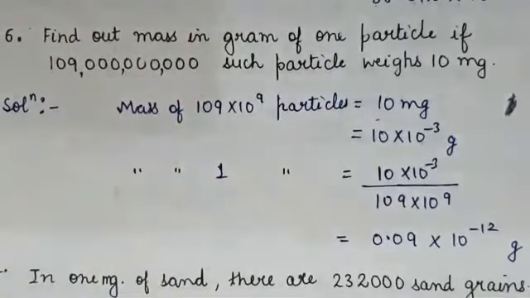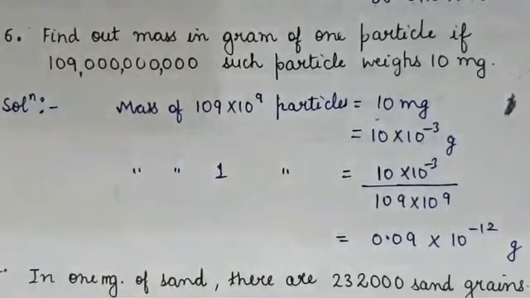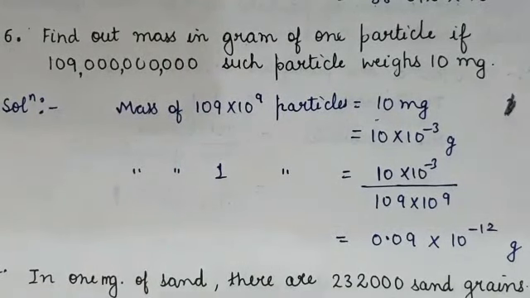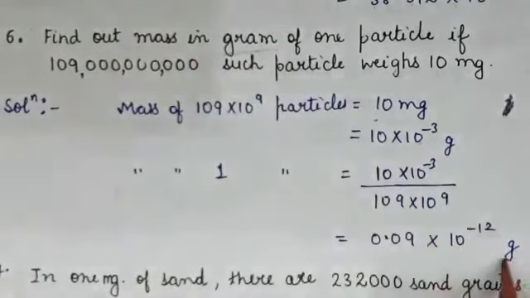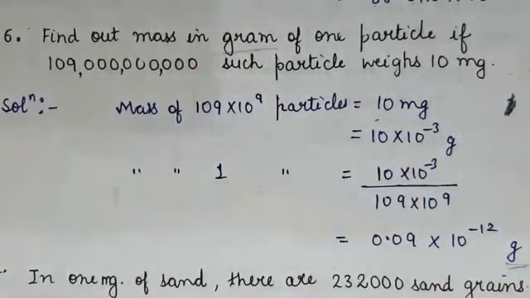Now moving ahead to our next question, that is question number 6. The answer is 0.09 into 10 raised to the power minus 12 grams. Because the answer is asked in grams, so the answer we have to write in grams. Okay.